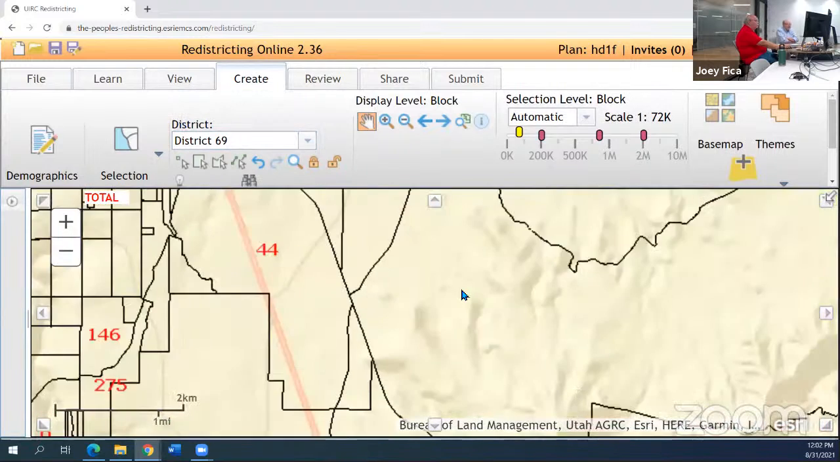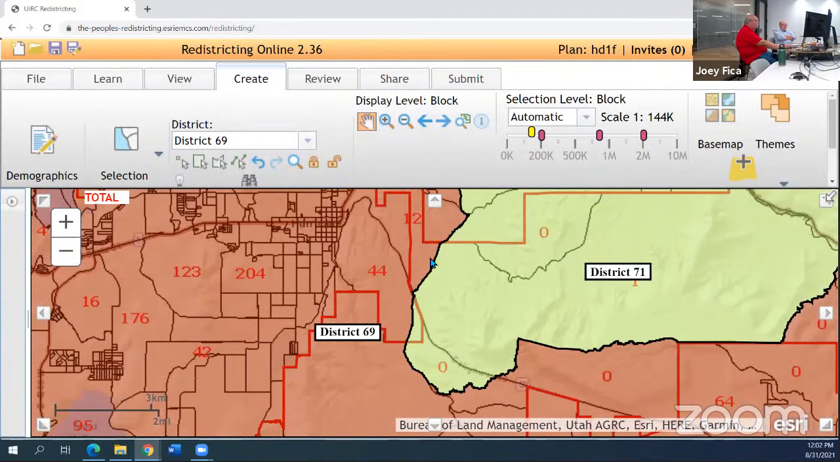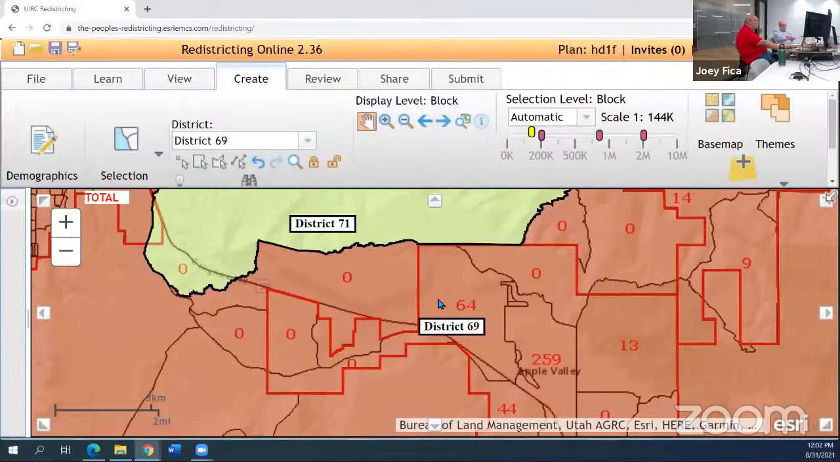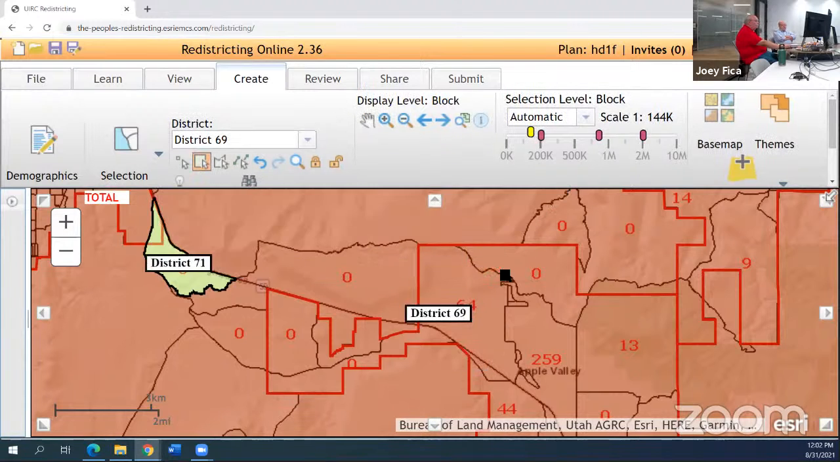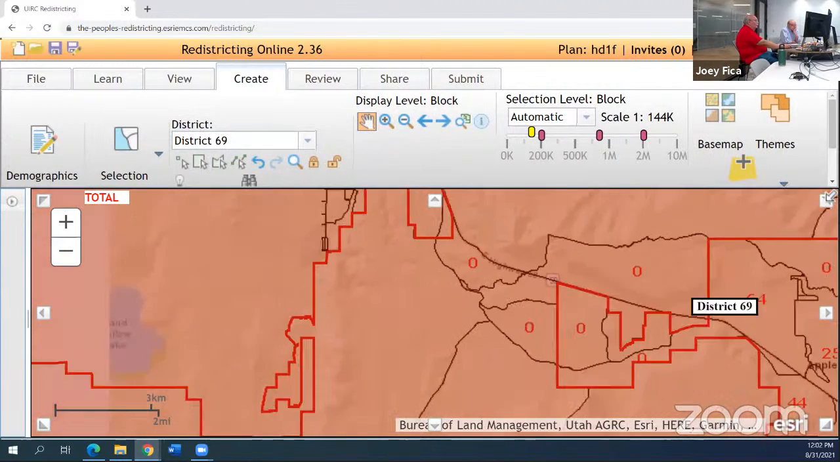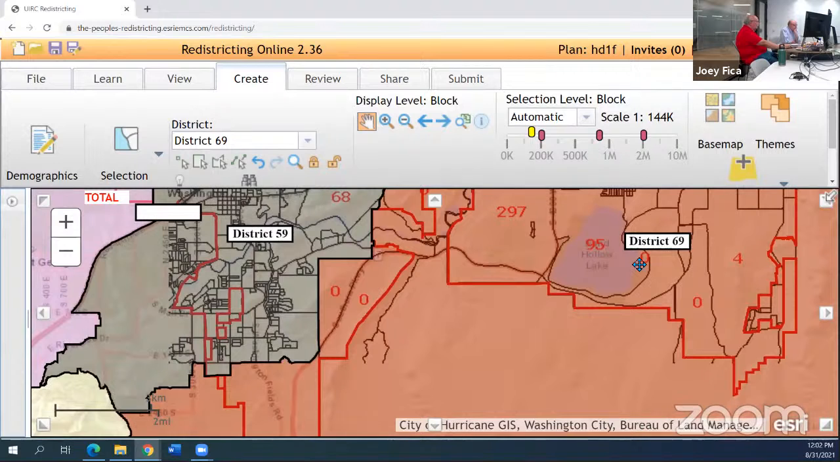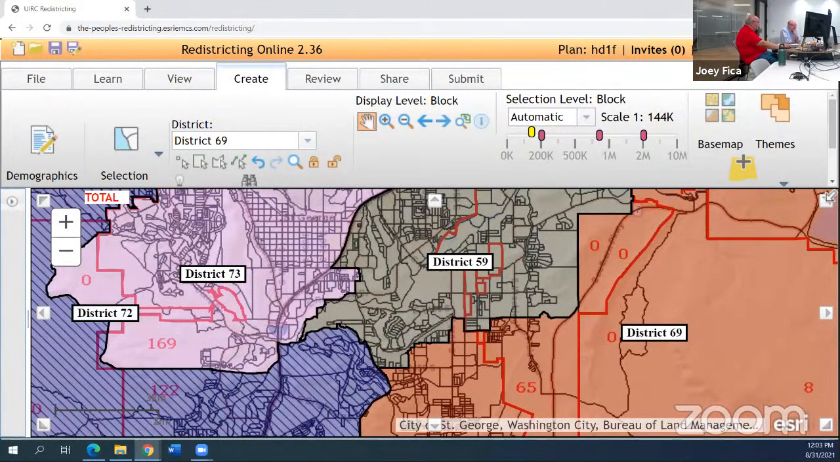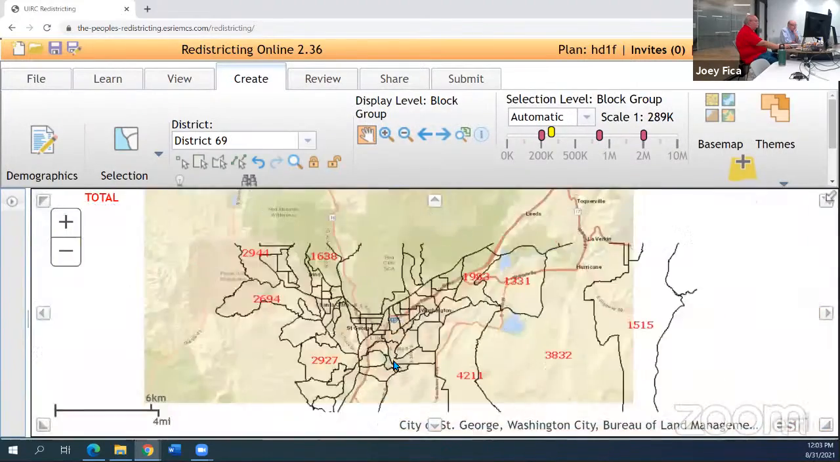Okay, there's a 12 and a 44. What does that do to the hurricane boundaries? There's a 64. You take that 64 and the two zeros. Yeah, you do that. Whoops. What does that do to 69? 69 is 17 over. Yeah, and then 59, which is okay. But 73 is short by 72. And 71 is over by 72. Right, 71.